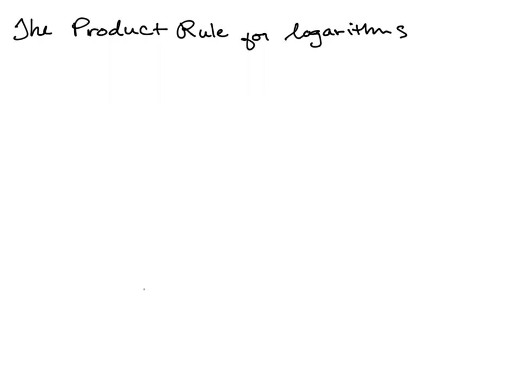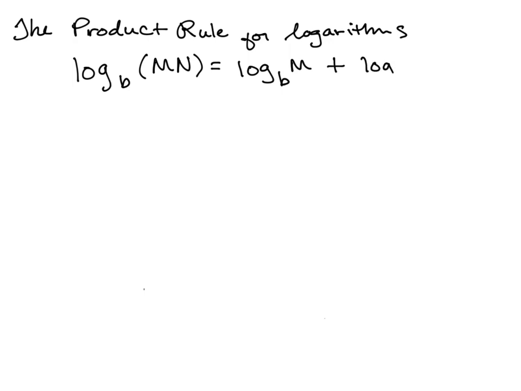So the product rule for logarithms goes like this. Log base b of m times n. So in your argument, you've got something being multiplied. The way that that expands is log base b of m plus log base b of n.